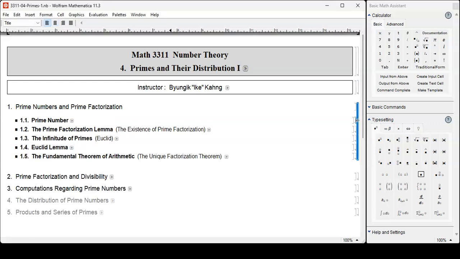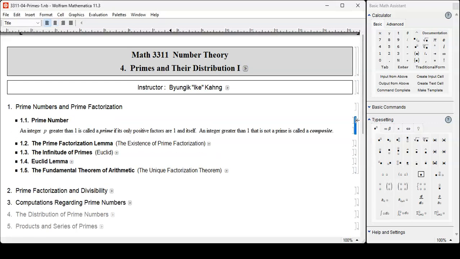I hope everybody remembers what a prime number is. An integer greater than 1 is called a prime if its only positive factors are 1 and itself. For example, 2 is a prime, 2 times 1, nothing more. 3 is a prime, 3 times 1 and nothing more. 5, 7, 11, 13, 17, 19, 23, those kind of numbers are called prime numbers.